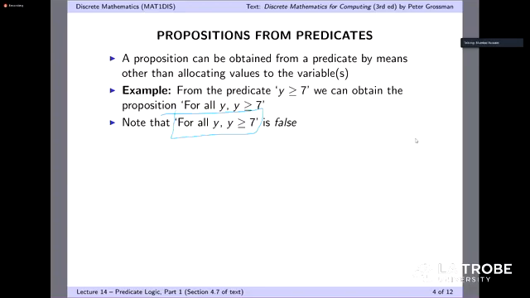When you say for all y, that means these are all real numbers. Since all real numbers are not greater than 7, this statement is clearly false. How can I correct this statement? What sort of modifications do I make here so that this statement becomes a true statement?